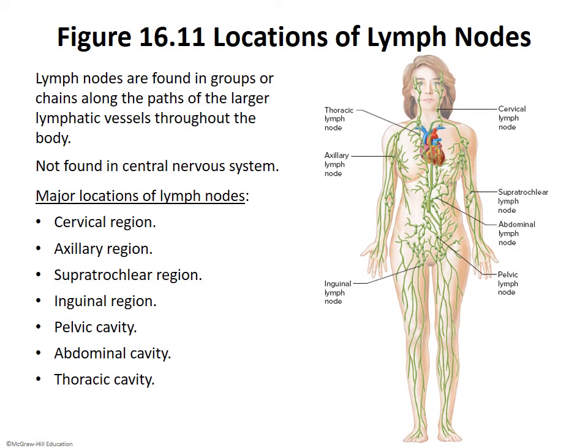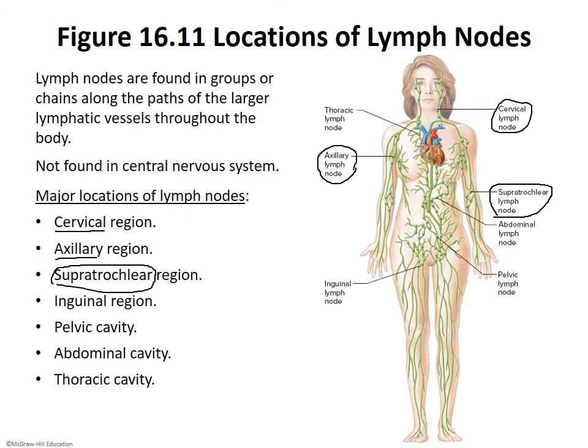So these are areas where the lymph nodes are going to be found. They're all over the body except in the central nervous system. But throughout the body you're going to find them, and they usually gather in clusters. Most of these regions, I hope, are familiar. Cervical region, again, this is the cervical region, so in the neck. Axillary region, right? The axillary lymph nodes. The axillary region is the area we would call the armpit. The supratrochlear region that we just said is in the elbow.